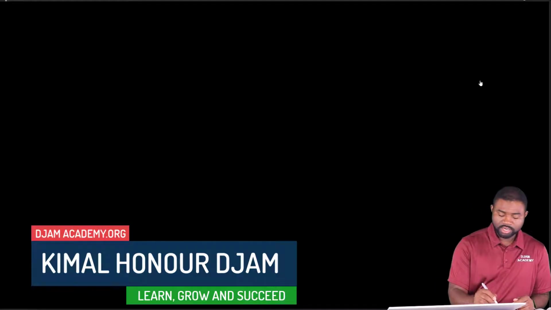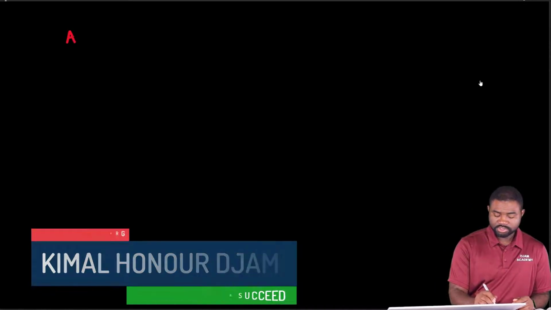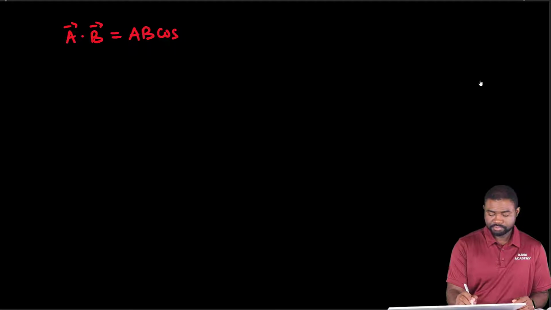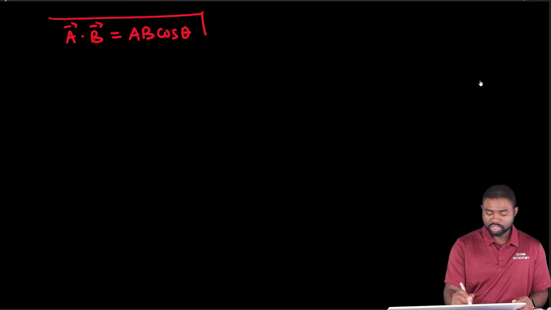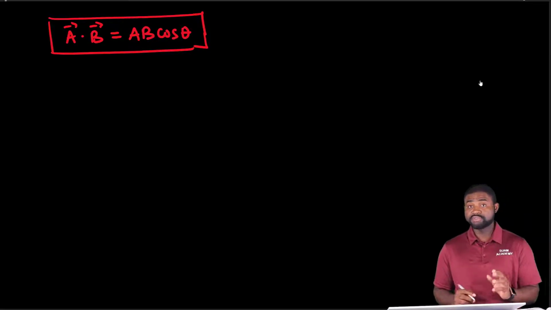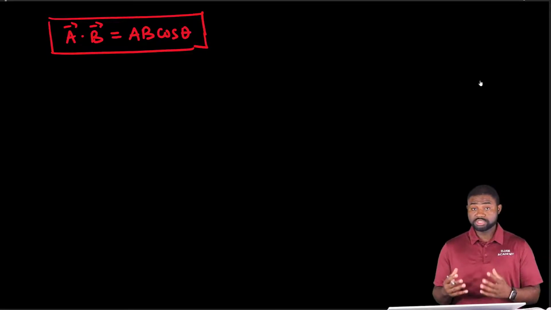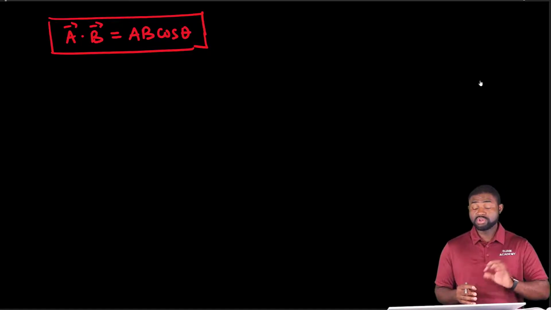Now we know that two vectors, if A is dotted with B, this is going to be equal to AB cosine theta. So the dot product of two vectors is a scalar, which can be positive, negative, or zero, depending upon the angle theta. But one of the crucial things that you need to understand is a vector dot product is a scalar. And when you multiply a scalar by another scalar, all you have is a scalar.